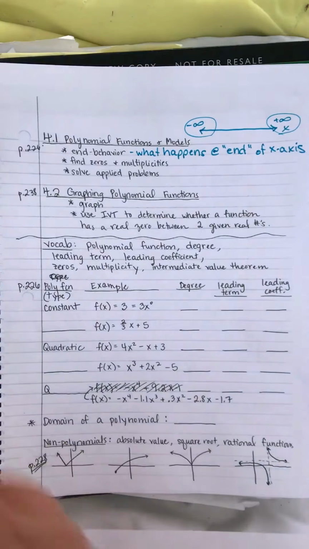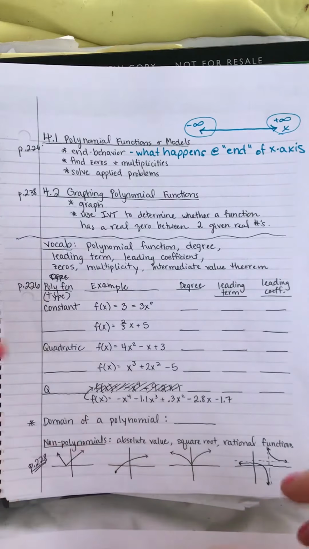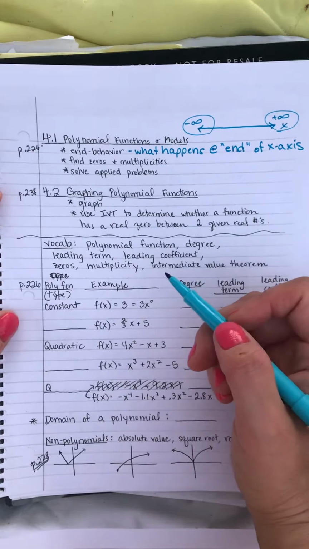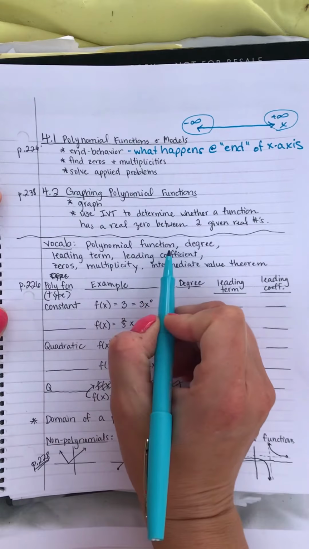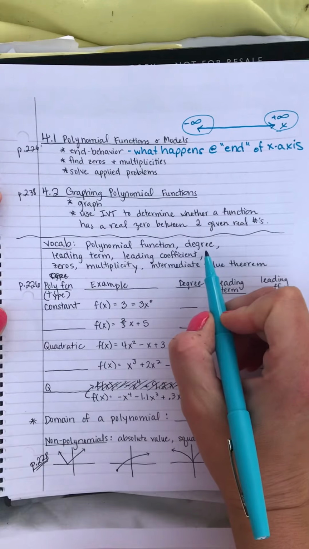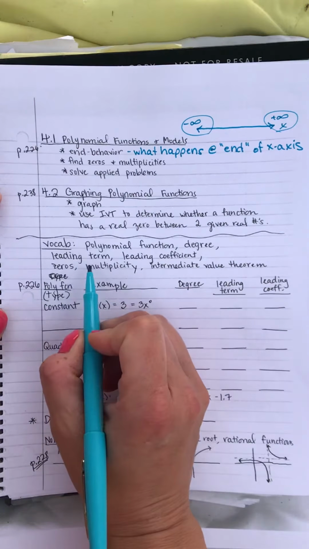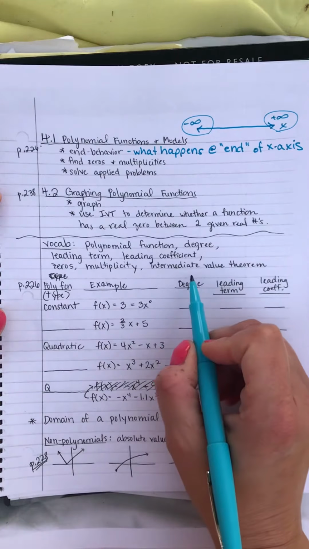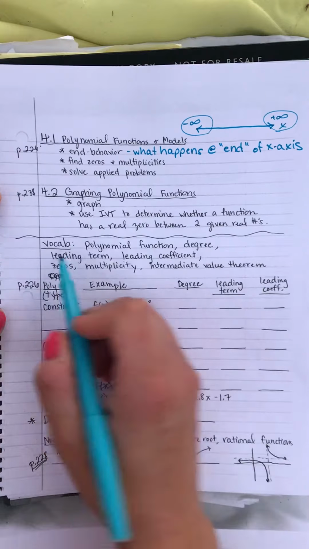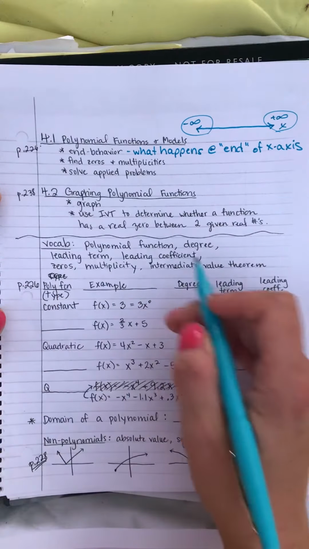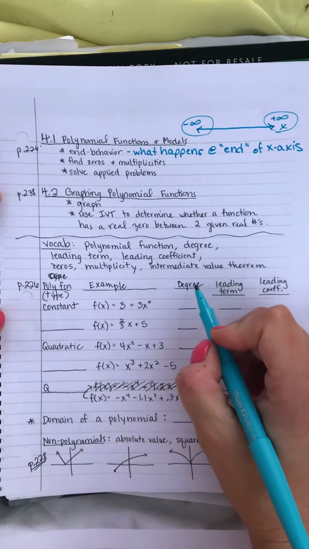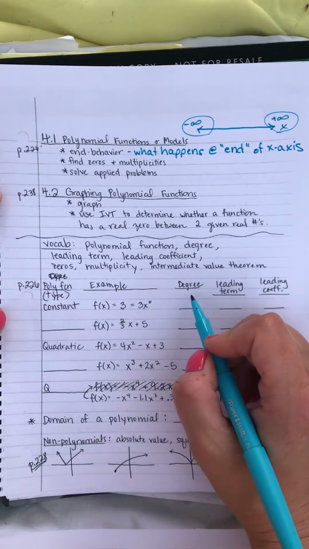So I'm going to grab another color, and vocabulary. You actually already know some of these because I've been using them: a polynomial function, the degree of a polynomial, the leading term, leading coefficient, zeros, multiplicity. Intermediate value theorem is a vocabulary word, but it's not going to apply to what we're doing right here. So type of function is what we're going to look at, and then we're going to have an example.